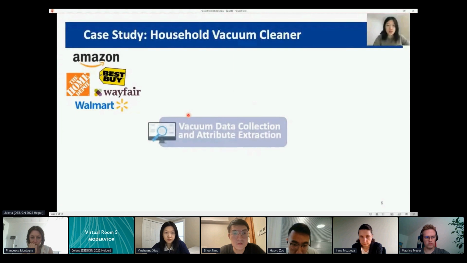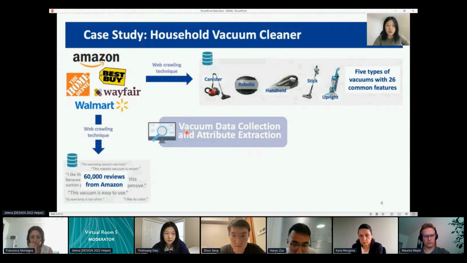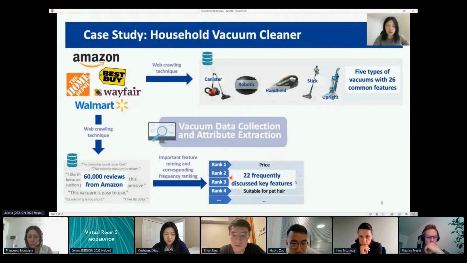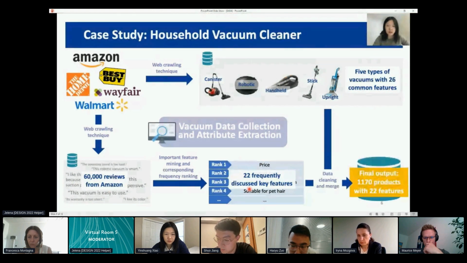This page introduces our work on Module 1, which started with using web crawling technique to collect 5 common types of vacuum cleaners' information and customer reviews from mainstream online shopping platforms. Then, based on feature mining techniques and ranking the feature presenting frequencies, 22 frequently discussed features were identified. Finally, we obtained an output database including 1,170 product data.